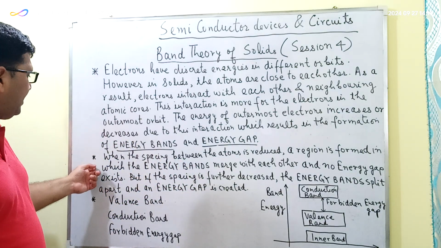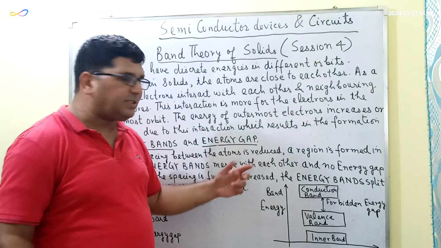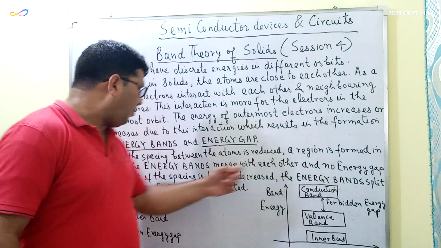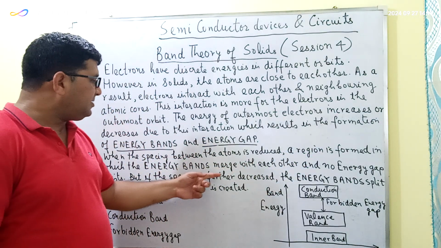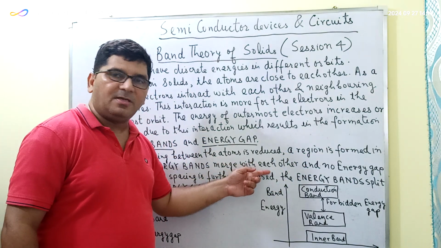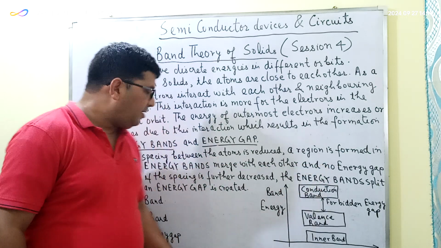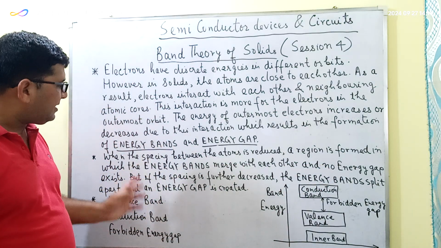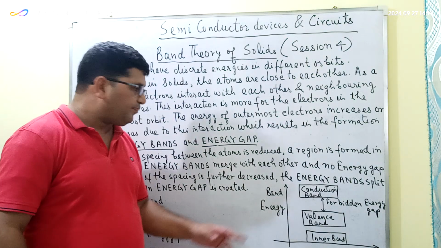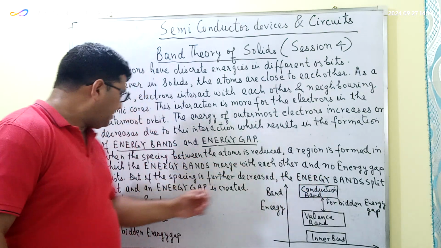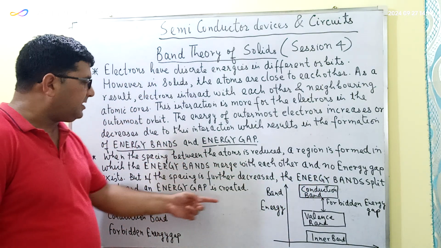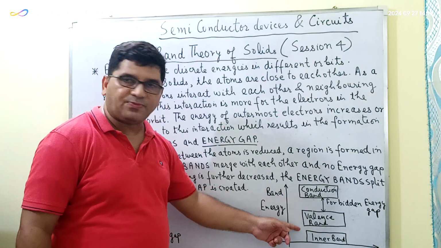The second important point is when the spacing between the atoms is reduced, then a region is formed in which the energy bands merge with each other, and because of this merging there is no energy gap. But if the spacing between the atoms is continuously reduced, then the energy bands split apart and an energy gap is created, which is shown in this figure.